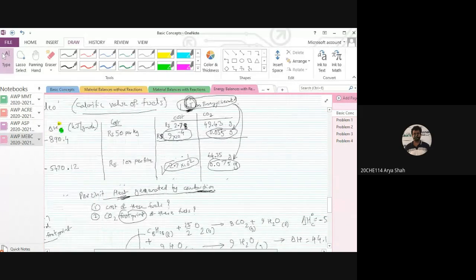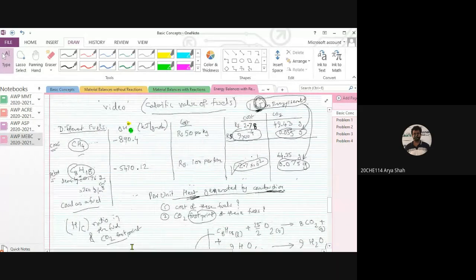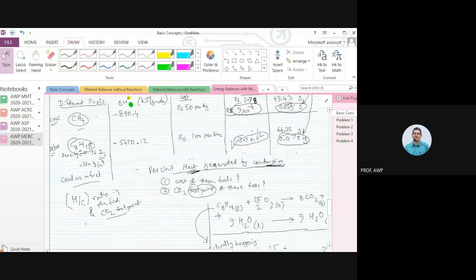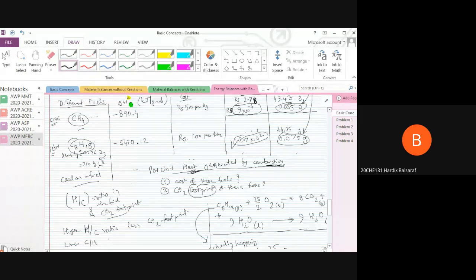Fine. Sir, the lower the C to H ratio, the less carbon dioxide will be emitted. Correct. Or higher H to C ratio, less is the CO2 footprint. Hardik, do you agree with this statement? Yes, sir. Lower C to H ratio. But then the cost factor will be affected, right?